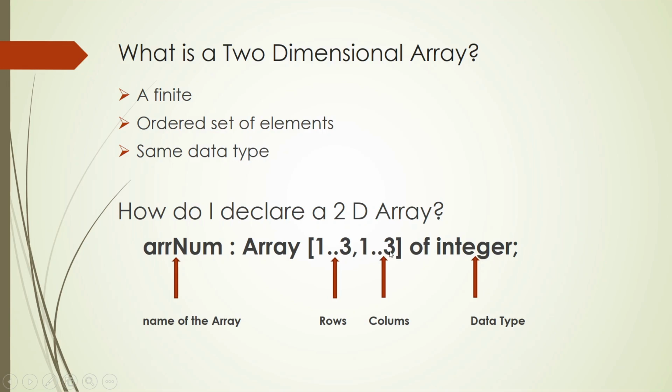The second part is your columns. I'm stipulating again, I want to start at column 1, that is my lower bound, and I want to end at column 3. So I have 3 columns. So this array ARR_num has 3 rows and 3 columns. And it is always the rows followed by the columns.